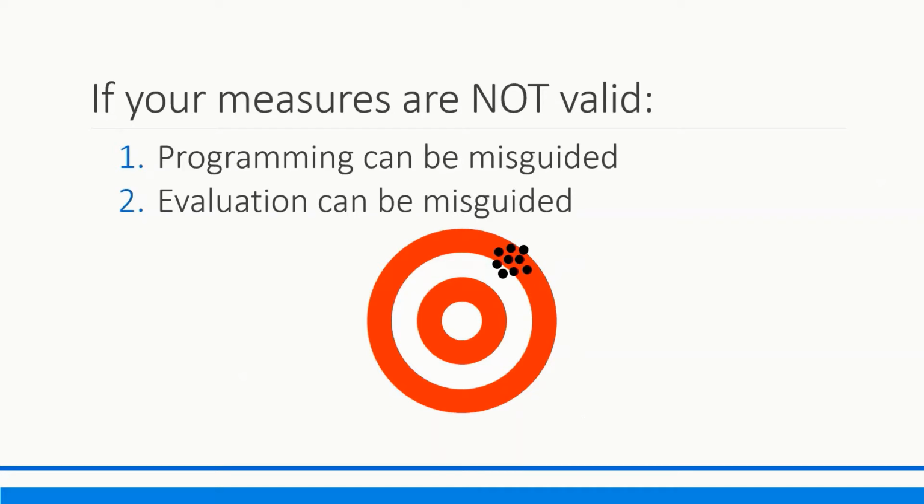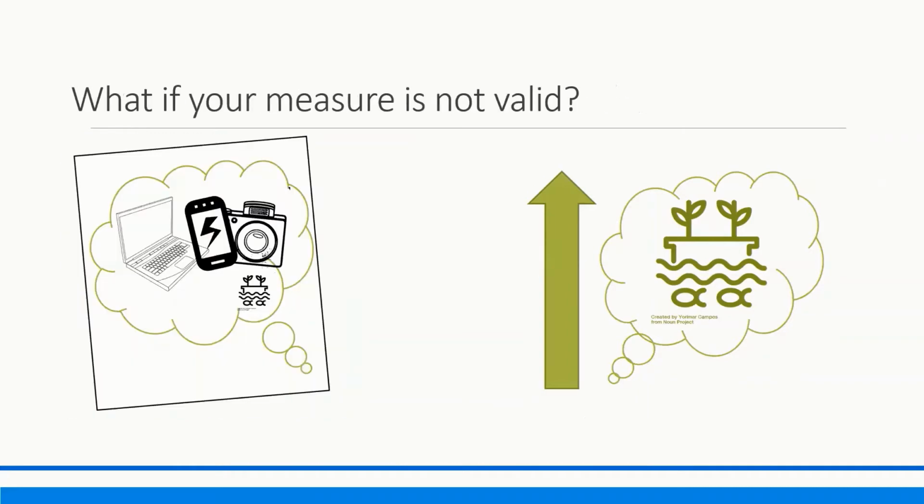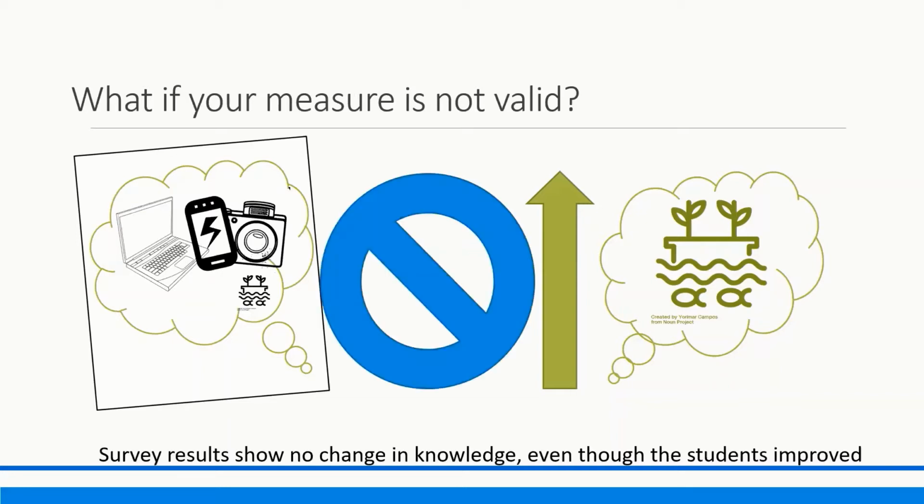Another thing that can happen is our evaluation can be misguided. So if we do another example here, let's say we have a program on food technology and we see that the kids are learning a lot. They're gaining new knowledge about food technology. And we want to measure that improvement so that we can show funders and stakeholders how much our students are learning. If our measure isn't valid, maybe it asks a couple questions about food technology, but it's really about technology more broadly. It doesn't have the focus we want it to have. Then when we give them the survey, it's not going to show a change in knowledge because it's not measuring what we think that it's measuring.